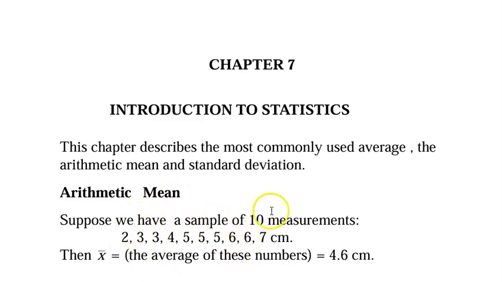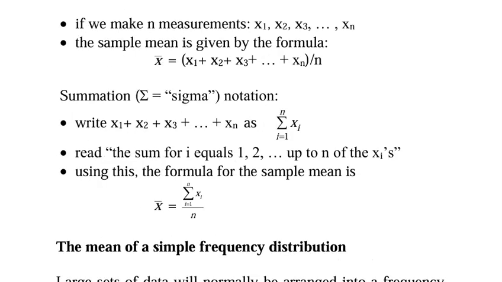And then we are asked to find the mean. What will be the mean? What will be the average of these numbers? The mean is simply the average of the measures that we have here. So the answer is 4.6. How did we get 4.6? That's the question that we need to address.